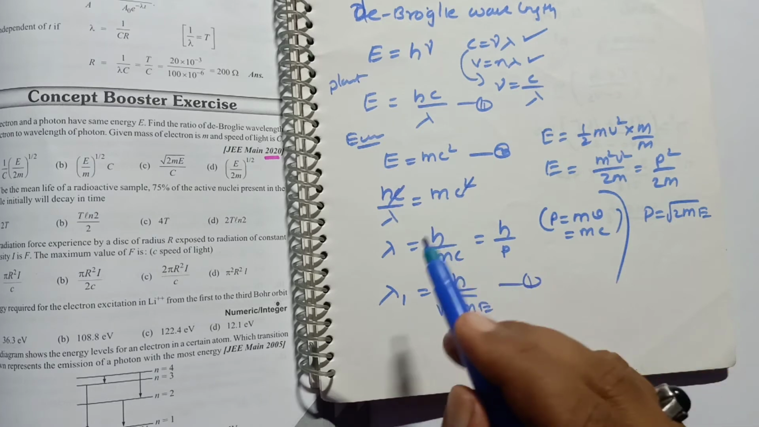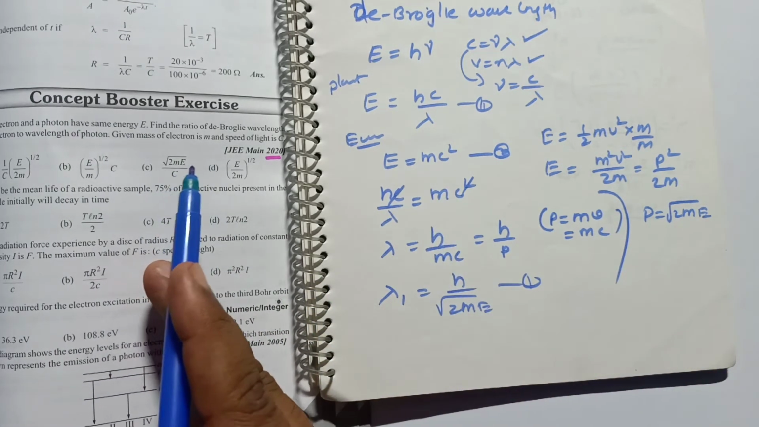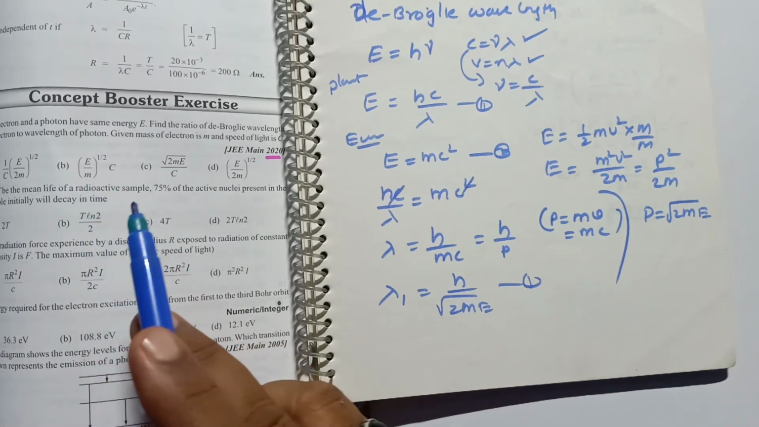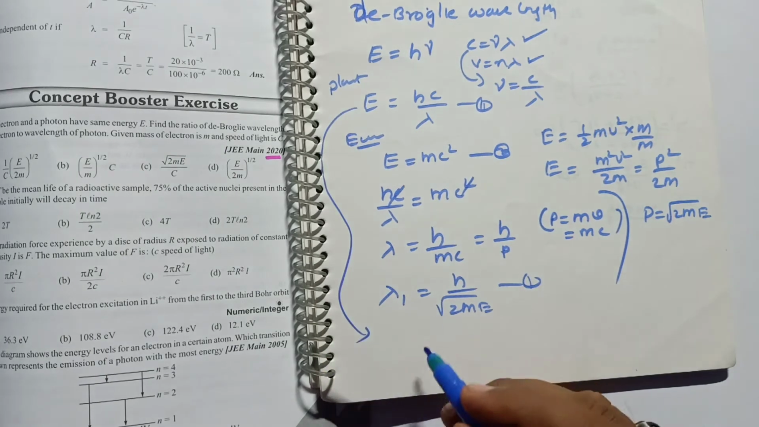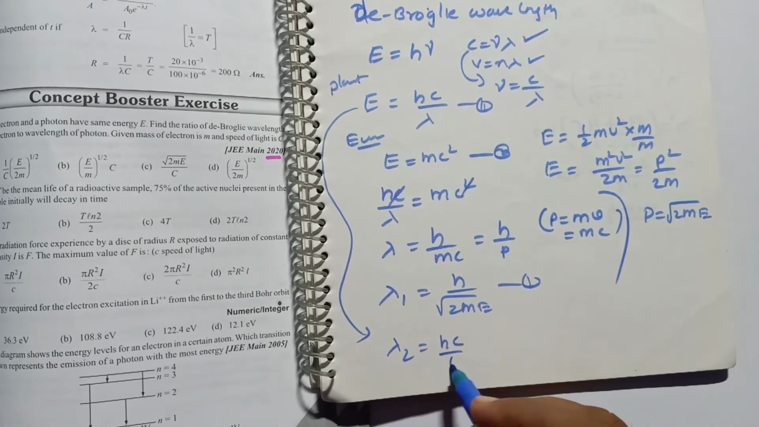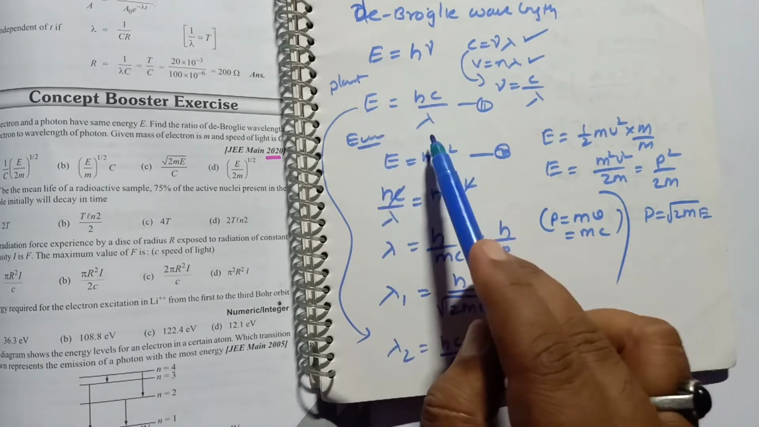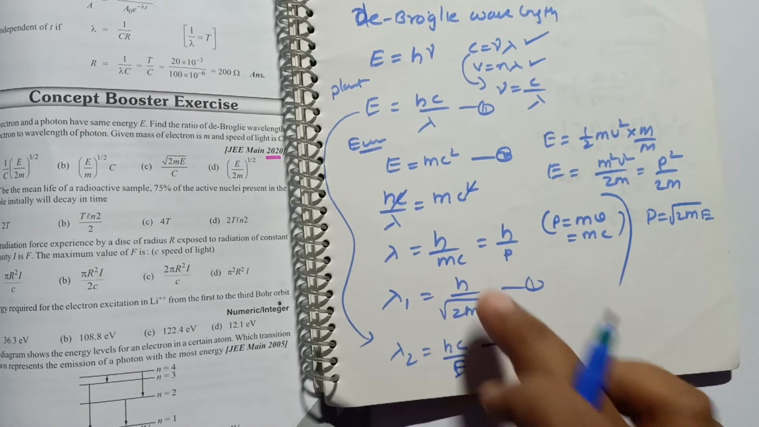Okay, the next point asked here is, what is the wavelength of a photon? For a photon you can use this equation directly. From that equation you can write lambda 2 is equal to hc by E, because E is equal to hc by lambda, so lambda is equal to hc by E. This is equation number 2. So this is 1 and 2.